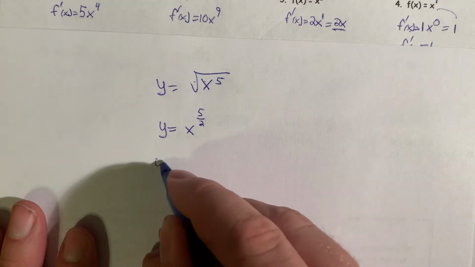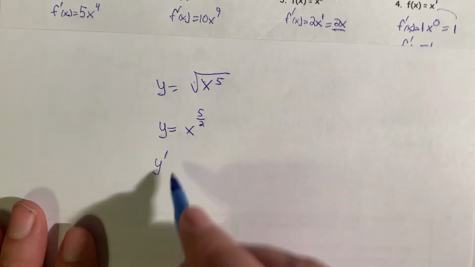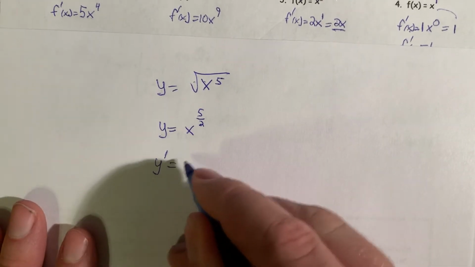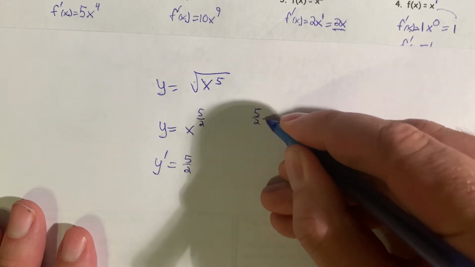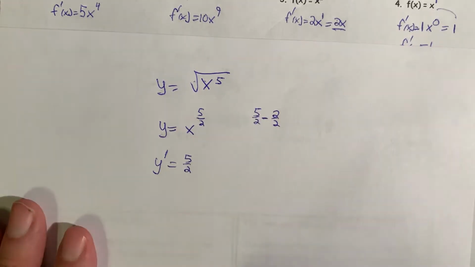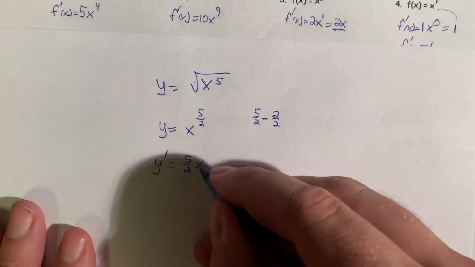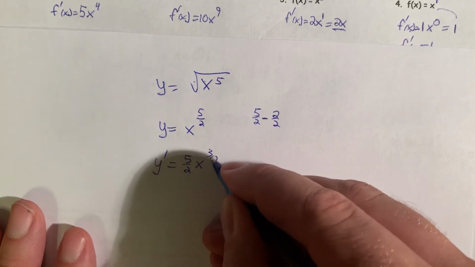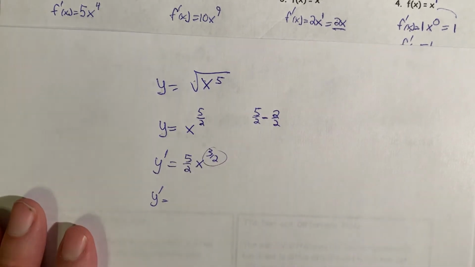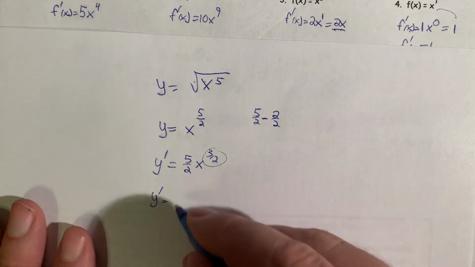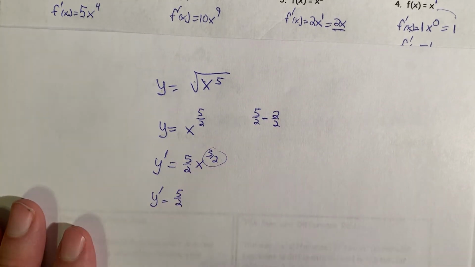Now we're going to take the derivative. Notice it was not the derivative until I actually do the power rule. We're going to multiply by 5/2, and we're going to lower the power by 1. So 5/2 minus 2/2 is x to the 3/2 power. Now be a little careful here. This is not going to go to the denominator because this is not a negative exponent. Instead, we're going to have 5/2 as the coefficient.